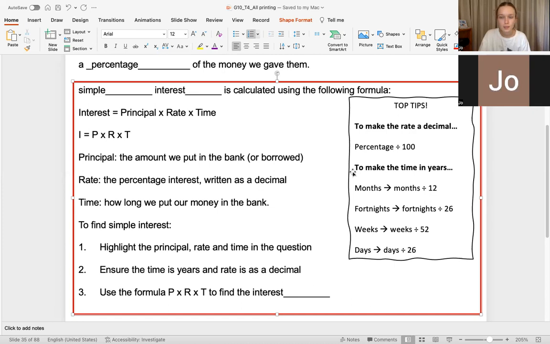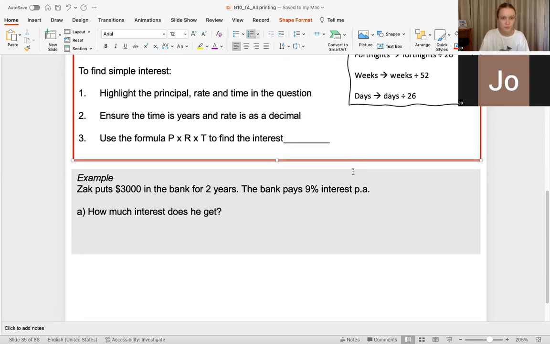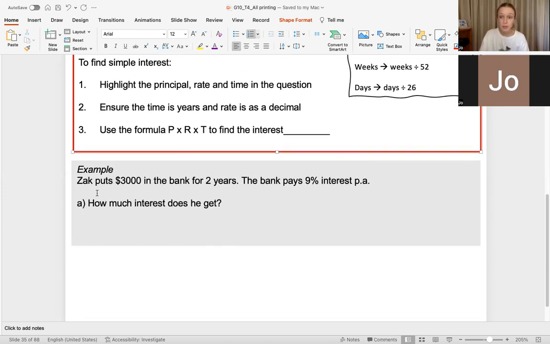Okay, let's have a look at a few questions. Zach puts $3,000 in the bank for 2 years. The bank pays 9% interest PA. PA means per annum. You might want to make a note of that underneath. Per annum or per year. Annum just means year. Per annum, per year.